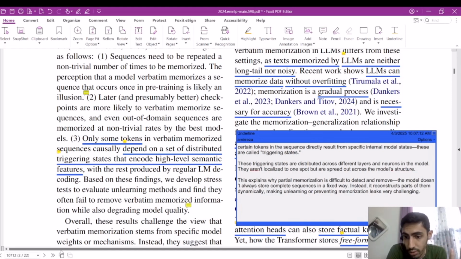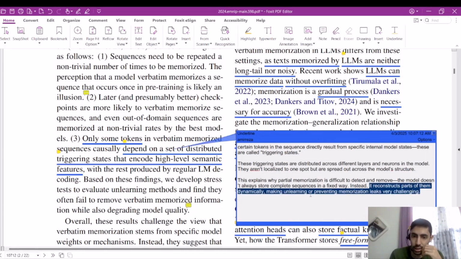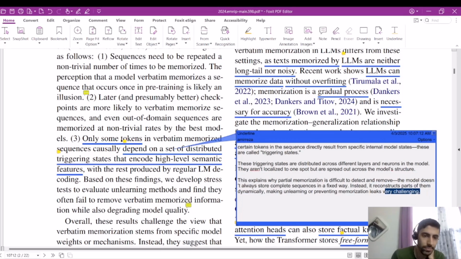This is why it is hard to detect them and make sure that they would not cause this problem. This explains why partial memorization is difficult to detect and remove. Partial memorization means that the exact sentence is not memorized. Part of it is memorized and the other part is generated by the model's language understanding. It's exactly what I said. Part of it is reconstructed dynamically, making unlearning and preventing memorization very challenging in these situations.